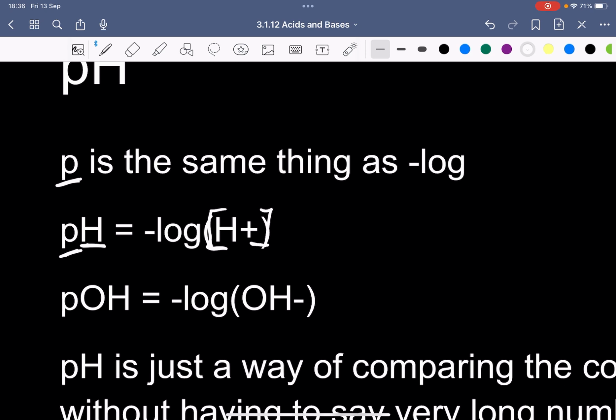Okay, these are meant to be square brackets. Now if they ask you for the definition of pH, you can literally write in your exam minus log [H+], but make sure to use square brackets. And it's the same thing with pOH. It's the minus log of the OH- ion concentration.